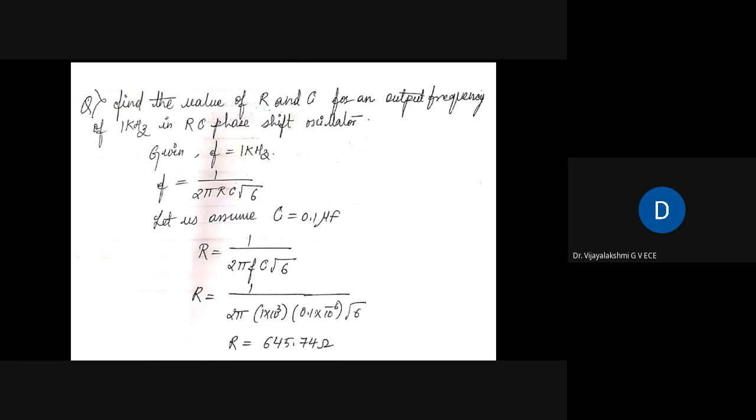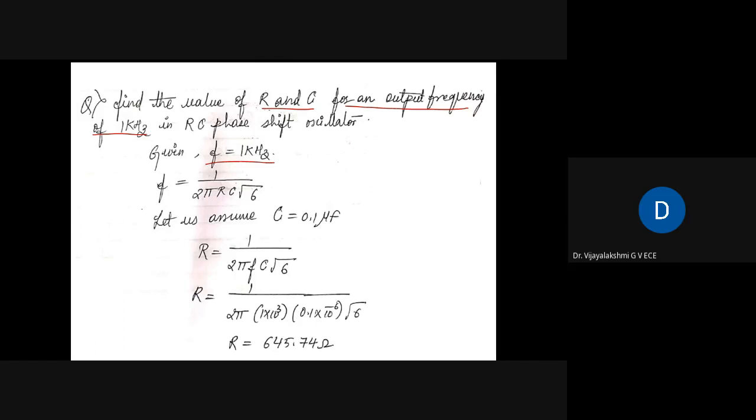This is an example where the frequency of oscillation is given, and you have to find the values of R and C for the corresponding frequency. The question goes like this: find the values of R and C for an output frequency of 1 kilohertz. So you have an RC phase shift oscillator which gives F equal to 1 kilohertz, and you have to design the values of R and C.